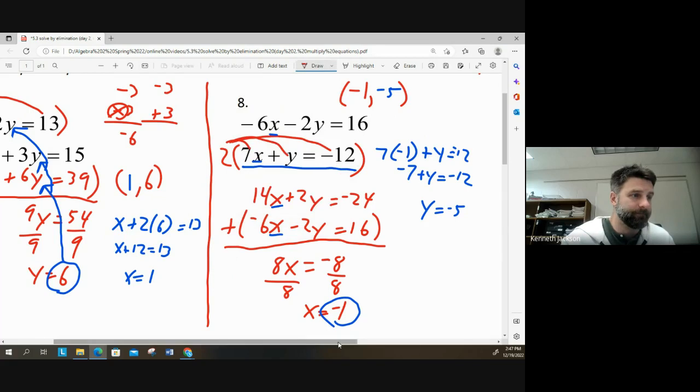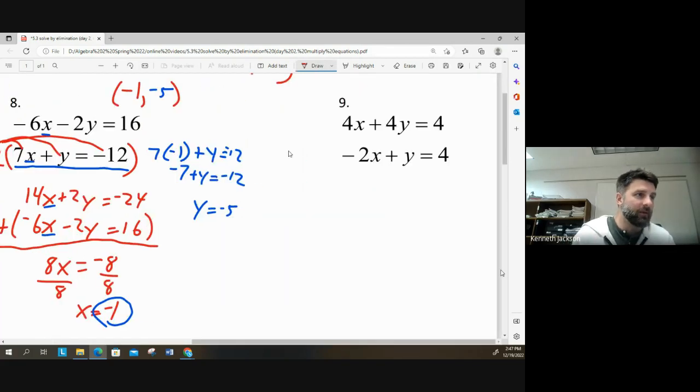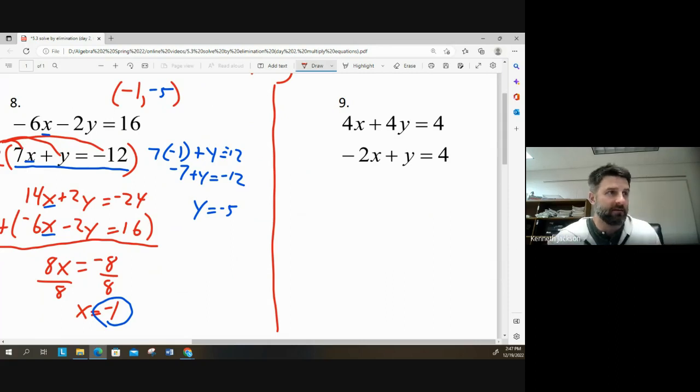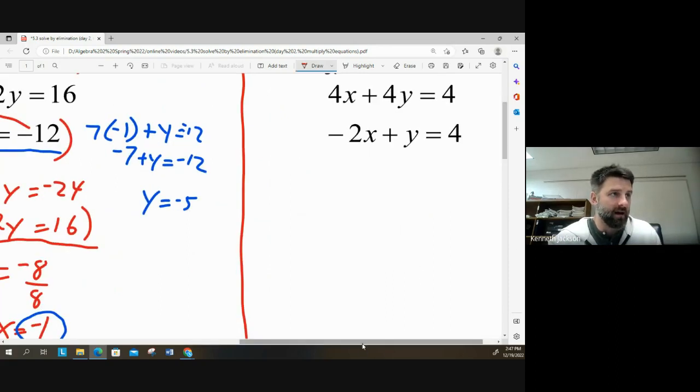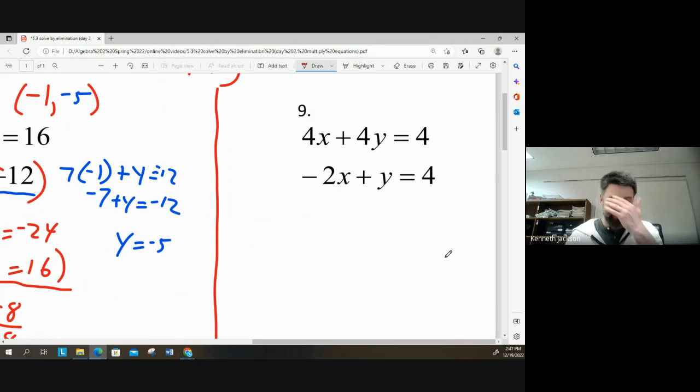One more. Again on number 9, variables are lined up, 4 and negative 2 for x, and my y's are lined up, 4y and y. But neither of my variables are the same. But I could make this 2 into a 4, or I could make this 1 into a 4. It doesn't matter which one you pick. You have to eliminate one of the two variables. So I'm going to multiply by the smaller number. I think it'll make my math easier to work with.